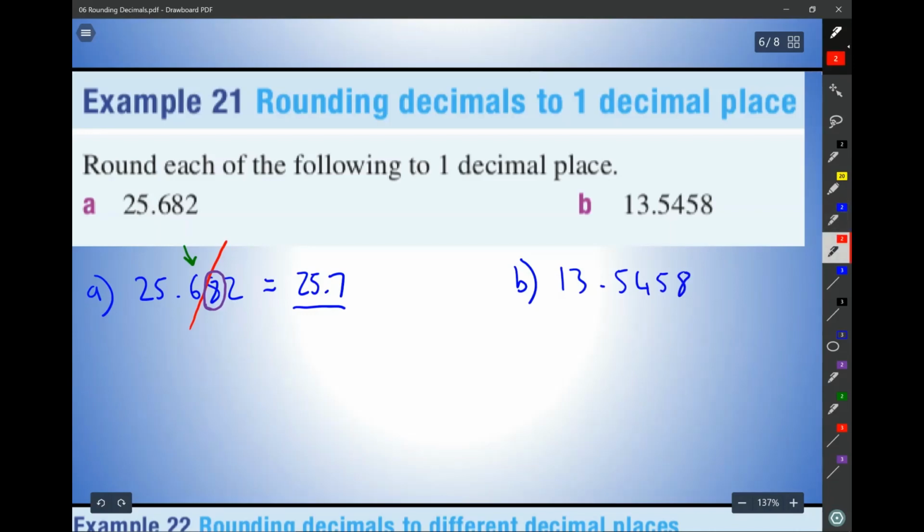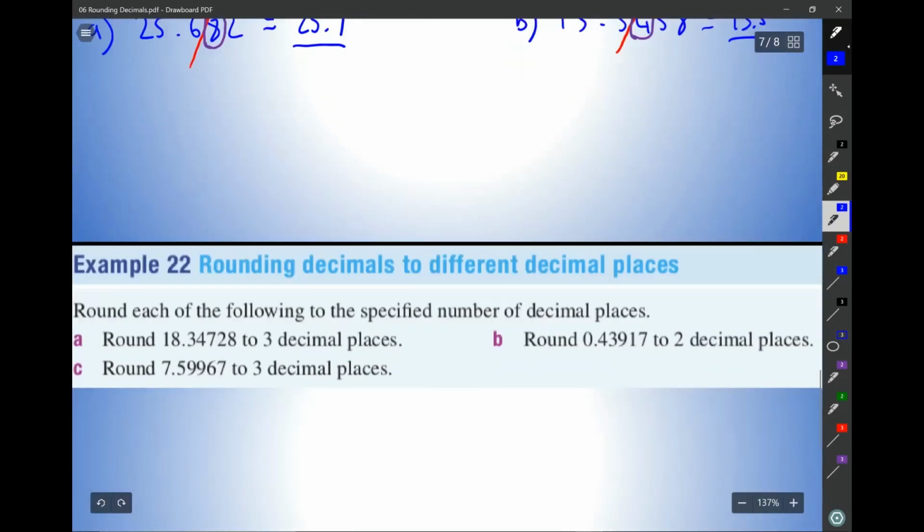Now 13.5458, rounding off to 1 decimal place, so we put in our line, we identify our critical digit. Our critical digit is less than 5, so our number on the left hand side of our line is not going to change. It stays as a 5, and our answer becomes 13.5.